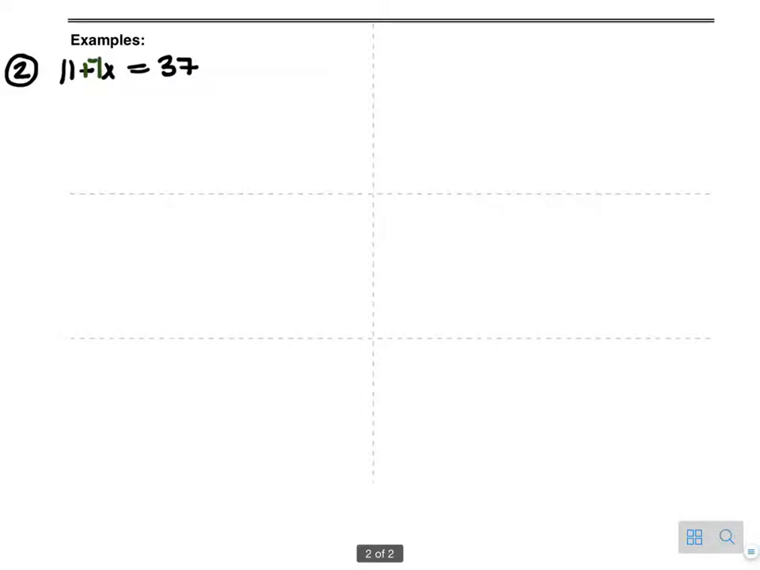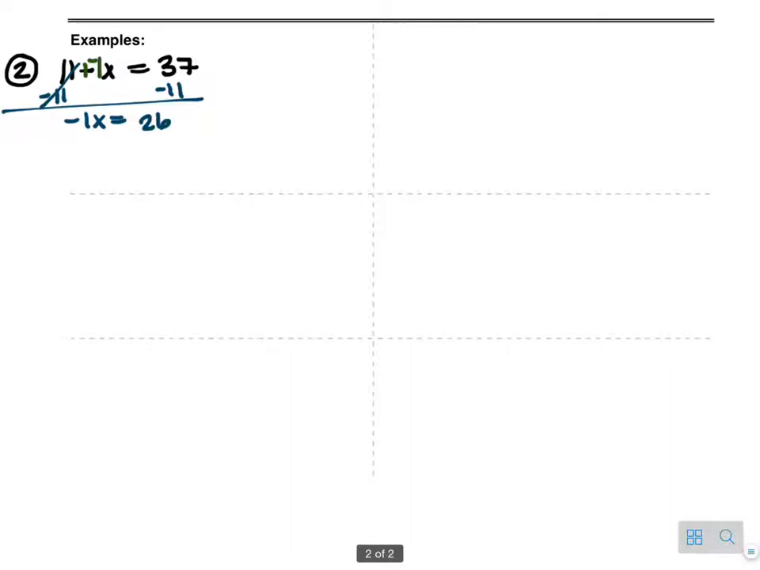So I'm taking care of step 1 and 2. Step 3 says to undo the term being added or subtracted. The 11 is being added, so I'm going to undo it by subtracting 11 on both sides. I get -1x, or negative x, your choice, is equal to 26.